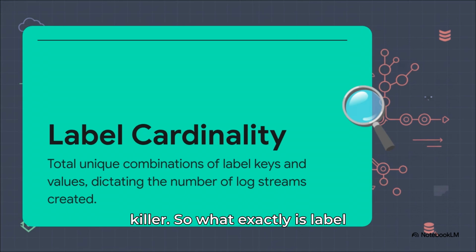So what exactly is label cardinality? Well, technically, it's the total number of unique combinations of label keys and their corresponding values. And this math directly dictates the exact number of log streams your system creates. Here's why this is so absolutely crucial to understand.